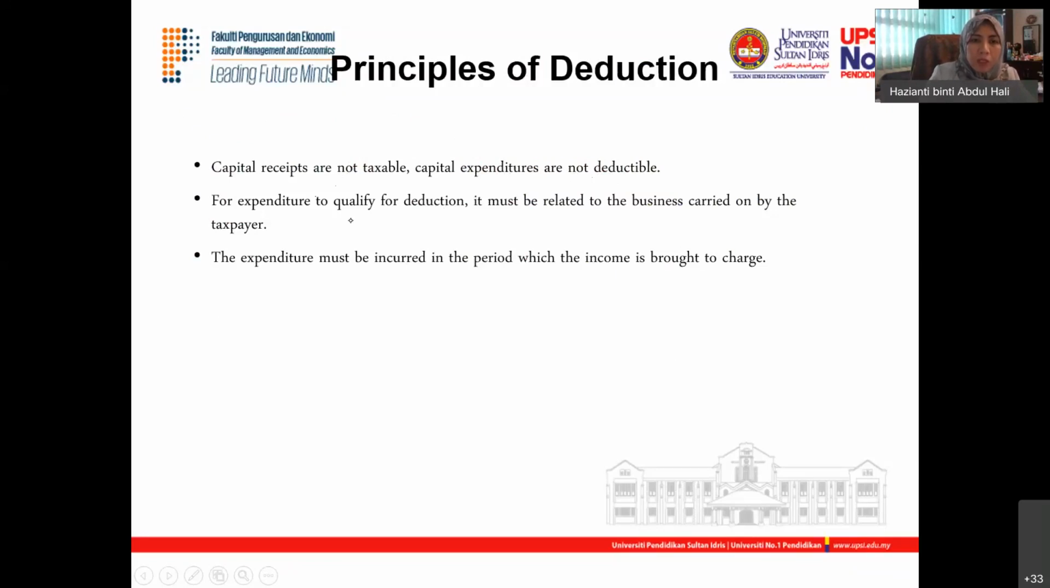And for expenditure to qualify for deduction, it must be related to the business lah. You cannot deduct expenses that are not related to the business. And the expenditure must be incurred in the period in which the income is brought to charge. So for instance, we are calculating business income for year 2021 and you must incur the expenses in year 2021. Let's say the expenses were incurred in year 2020. You cannot bring forward the expenses to be deducted in year 2021. Sama macam like what we did with non-business income juga, whatever received this year will be taxed this year. Okay.